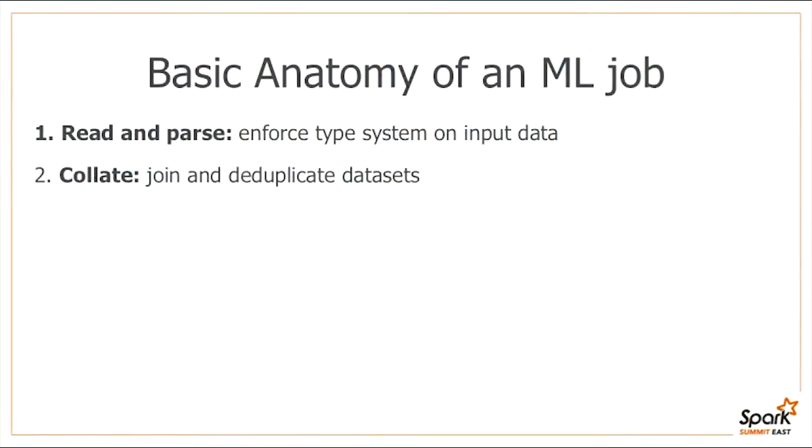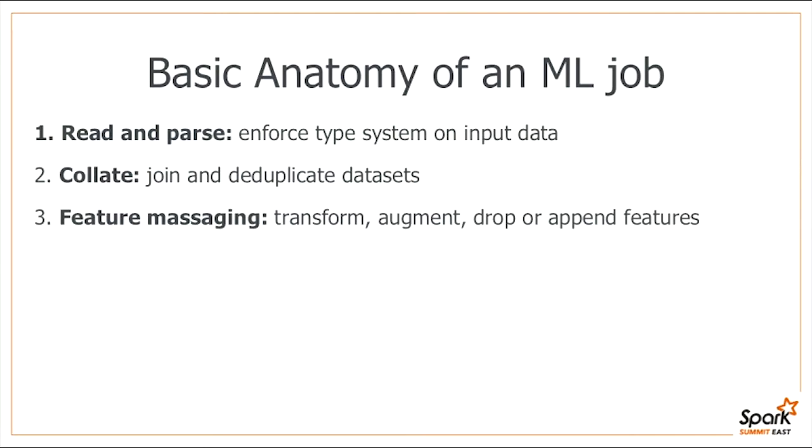So you read data from multiple sources. You might want to do a couple joins. You want to dedupe your data sets and whatnot. Next up, you might want to do some sort of feature massaging, i.e. you want to drop certain columns that you might not need for this computation. Let's say you want to compute the z-score for a certain column, normalize it somehow, transform, augment your features. Anything you want to do to make it palatable to be consumed by your machine learning algorithm.